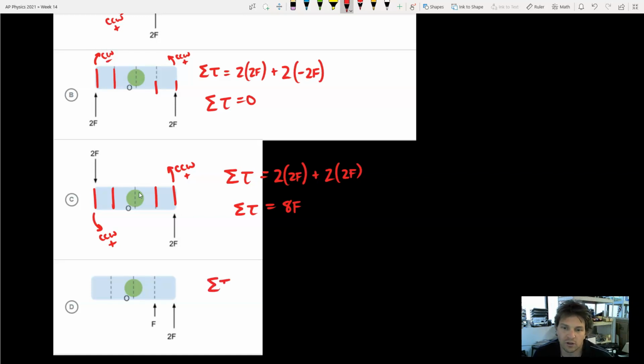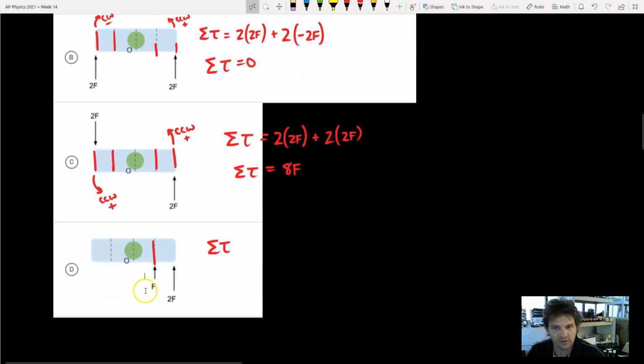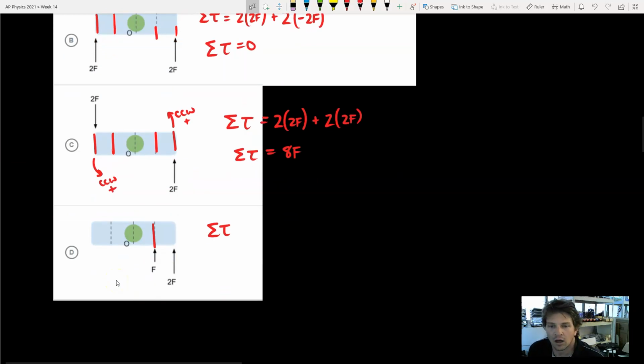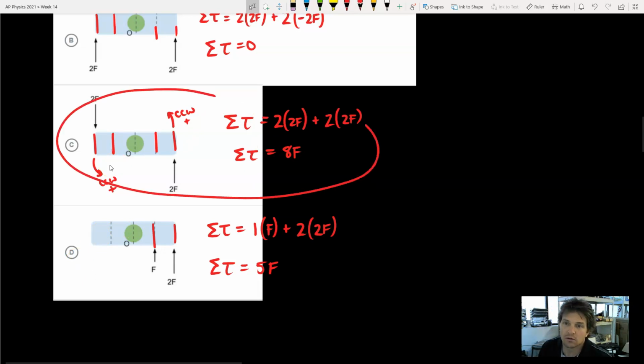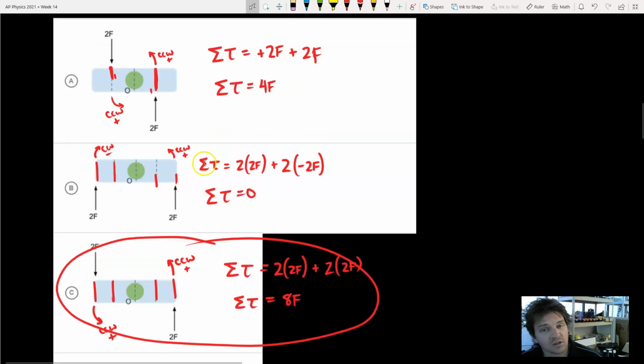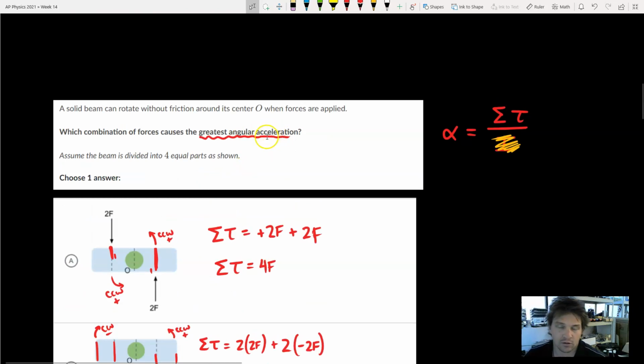This net torque would be the force F is a distance of 1 away from our axis of rotation. So that would be 1 times F plus, this is now 2 away, 2 times the force of 2F. All right, so that's 1F plus 4F. So my biggest net torque would end up being C right here. So C is going to give me the greatest angular acceleration. Okay.